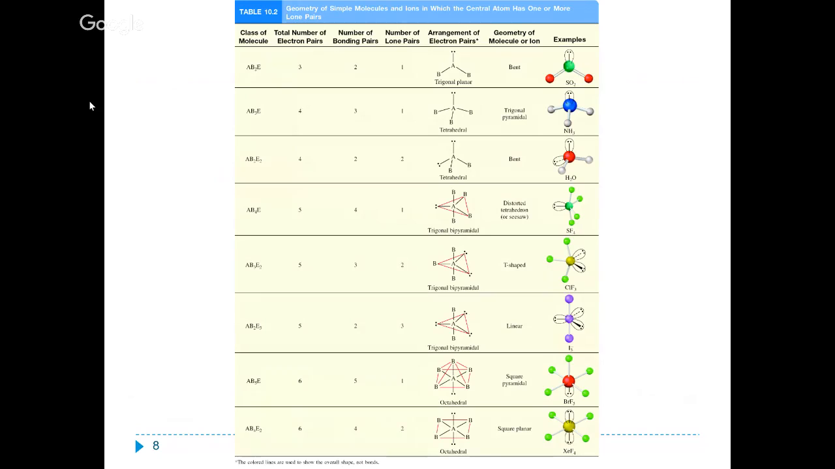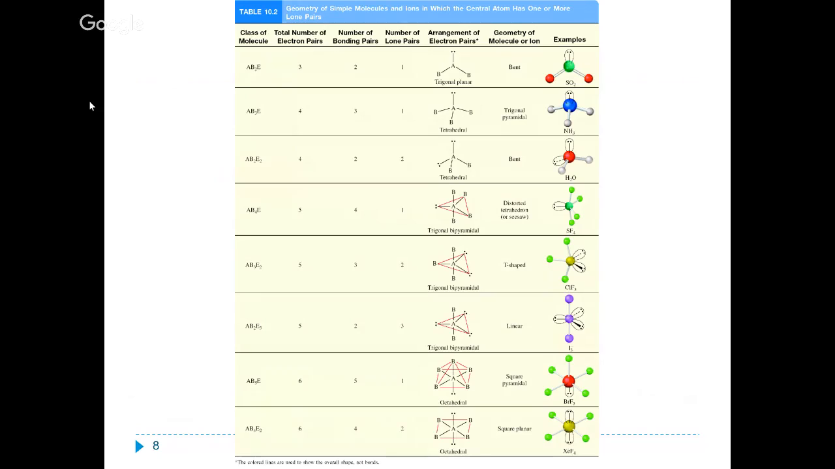Now we have the next 3, where we have a total of 5 pairs of electrons around the central atom. If you have 4 bonds and 1 lone pair, it's called seesaw in shape. If you have 3 bonds and 2 lone pairs, it's called T-shaped. If you have 2 bonds and 3 lone pairs, you end up with a linear molecule. So this is shown in SF4, ClF3, and I3-.